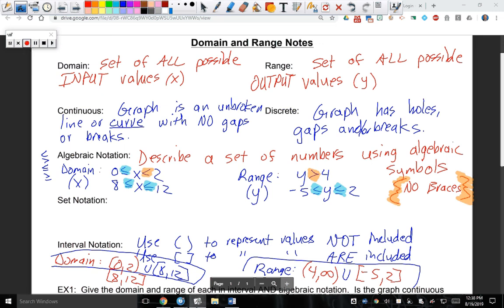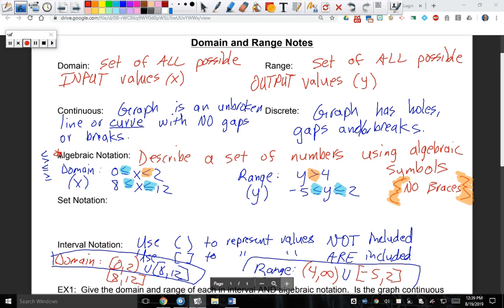Questions of what we have right now? Okay, so which one seems easier, interval or algebraic? Algebraic, okay. When we start looking at graphs, I think the interval will pop out just a little bit faster, okay? We'll see that in just a bit.